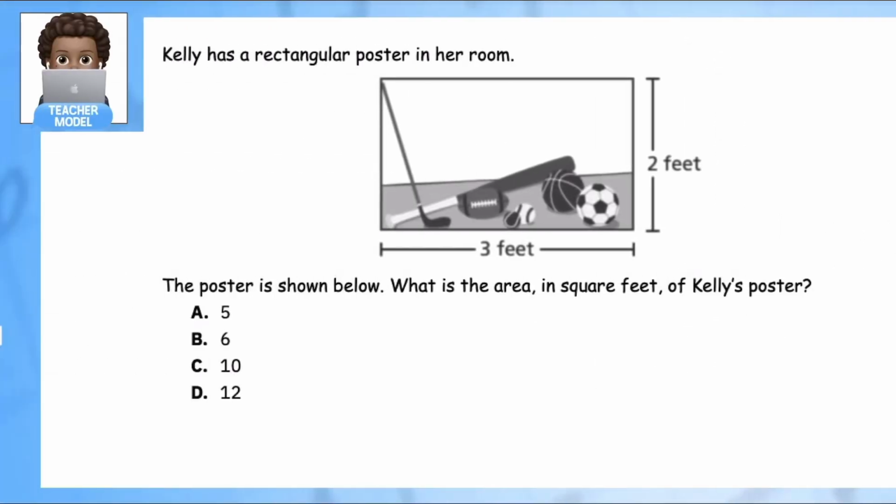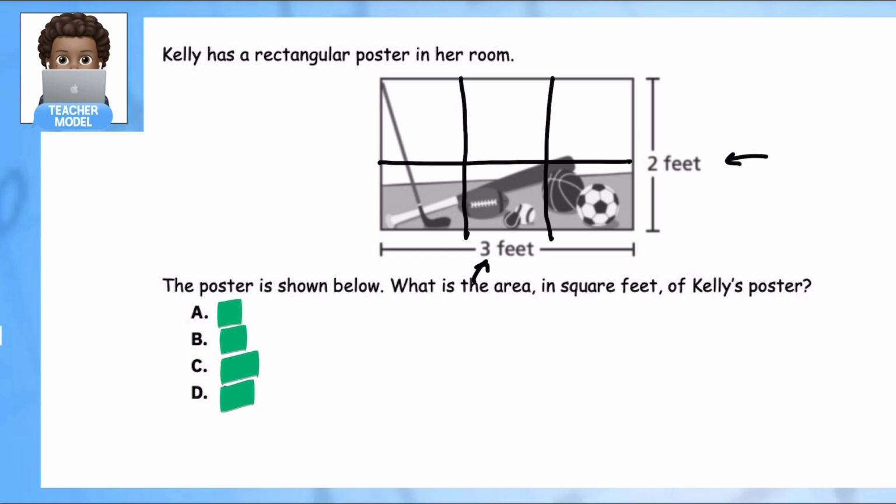Here's our second model. Kelly has a rectangular poster in her room. The poster is shown below, well actually it's shown here. What is the area in square feet of her poster? So this one does not have tiling. I don't want to look at these yet because they can be very distracting. So how can we imagine our tiles? What does this tell us? Well, we have the dimensions here, and this 2 tells us that I have 2 rows, and this 3 tells me I have 3 columns.